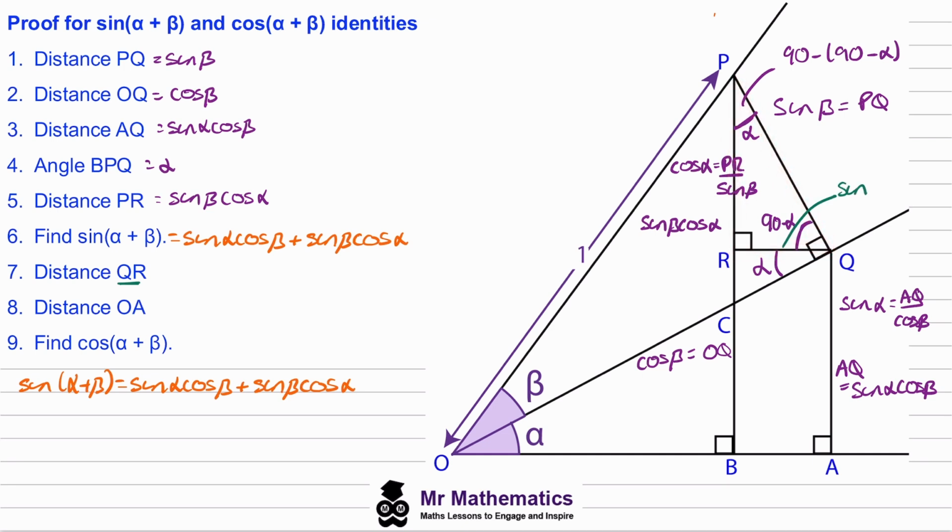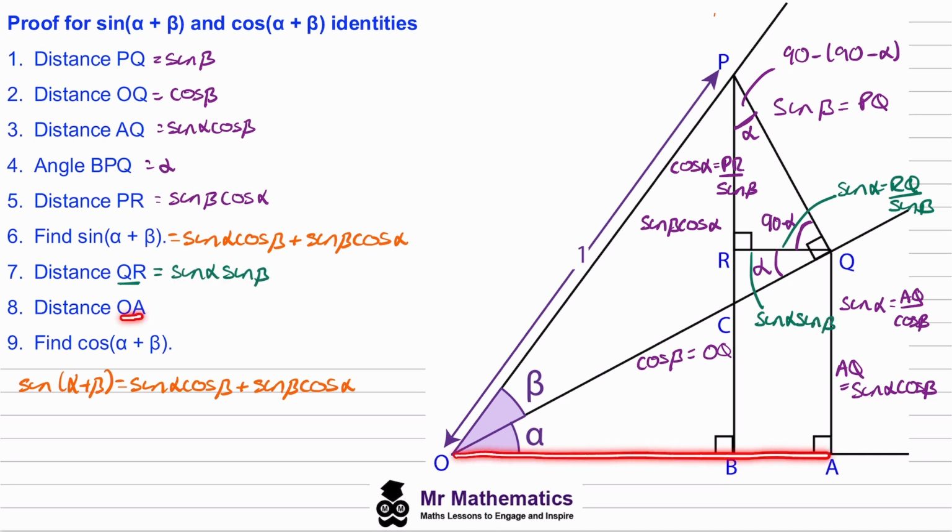So the sine of alpha will be R to Q over the hypotenuse sine beta. So this will be the sine of alpha sine of beta. And then O to A is this length, which is the adjacent side in this right angle triangle. So the cos of alpha will be the adjacent O to A over the hypotenuse cos beta. This is the hypotenuse here. So O to A will be cos alpha cos beta.